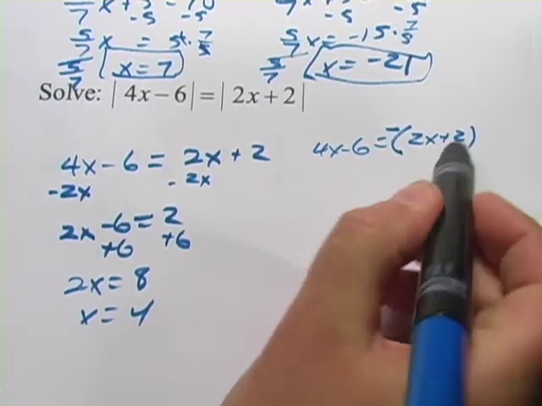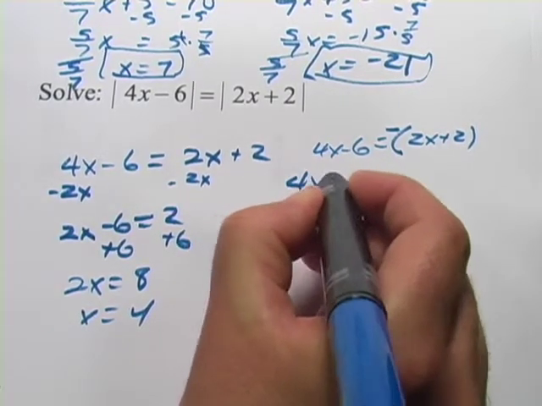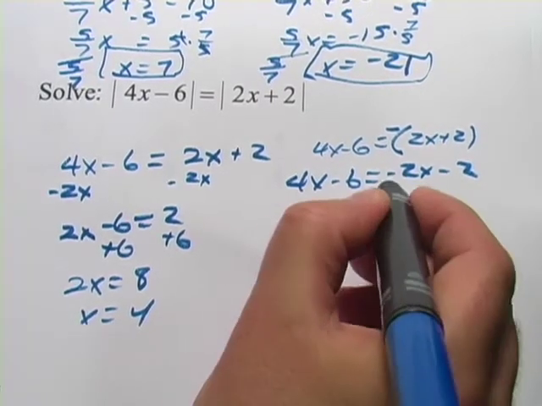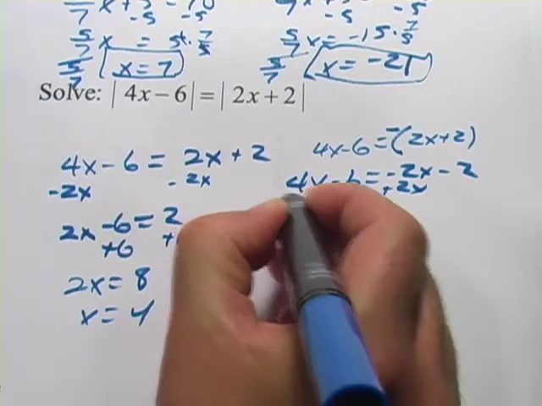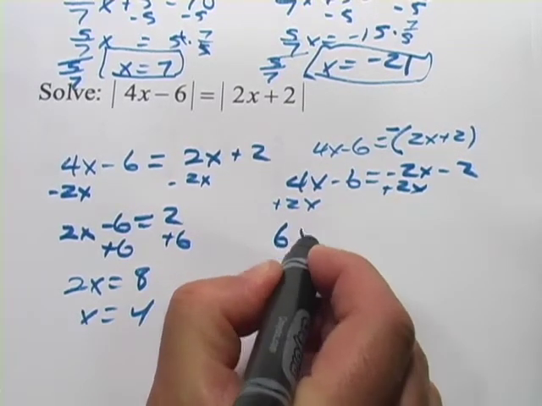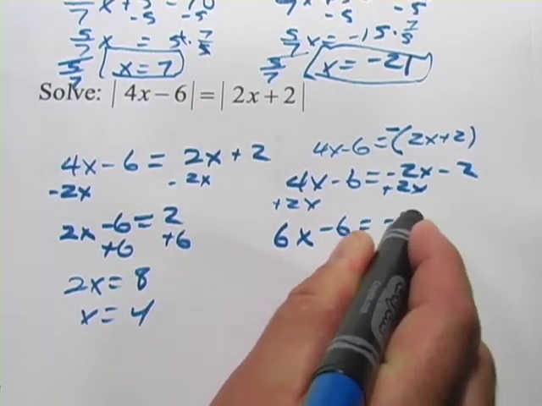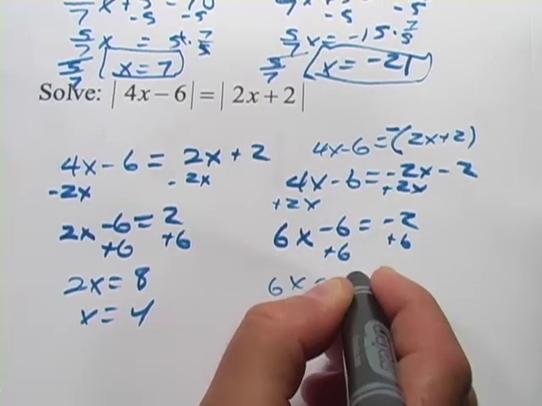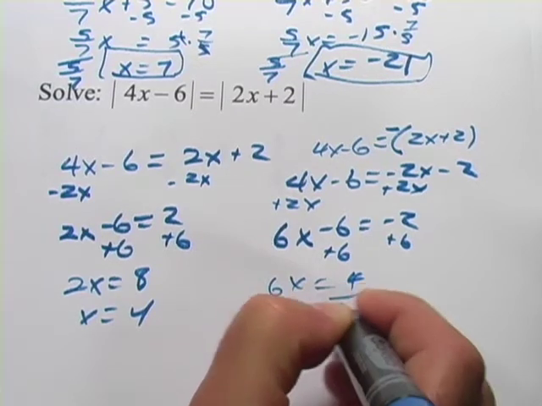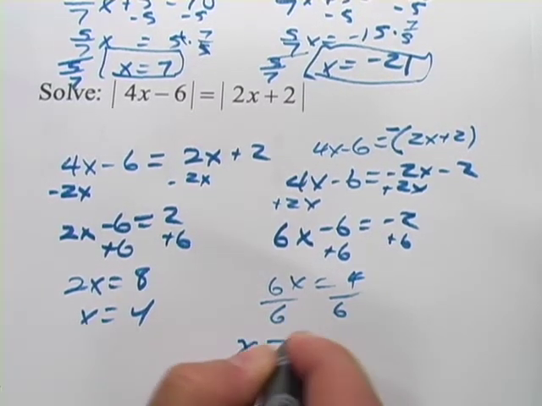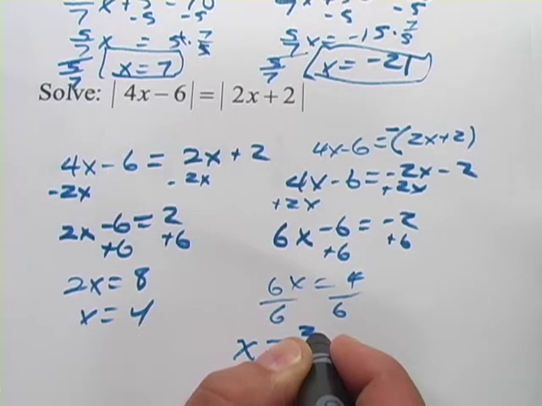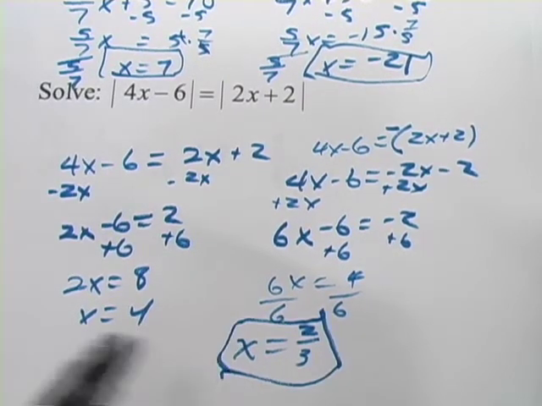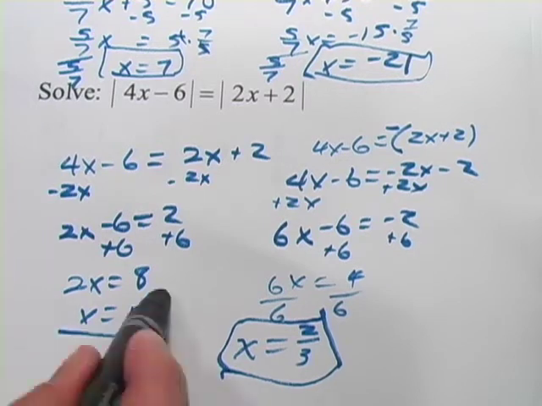And on this one, I want to distribute that negative sign, so I'm going to get 4x minus 6 equals negative 2x minus 2. I'm going to add 2x to both sides. I get 6x minus 6 equals negative 2. Add 6. I get 6x equals 4. Divide by 6. We get x equals 4/6, or 2/3. So my two answers are x equals 2/3 and x equals 4.